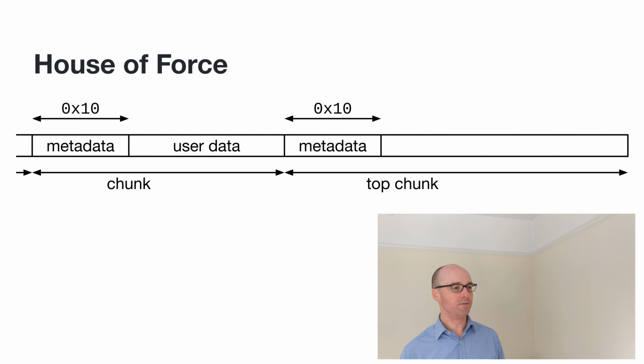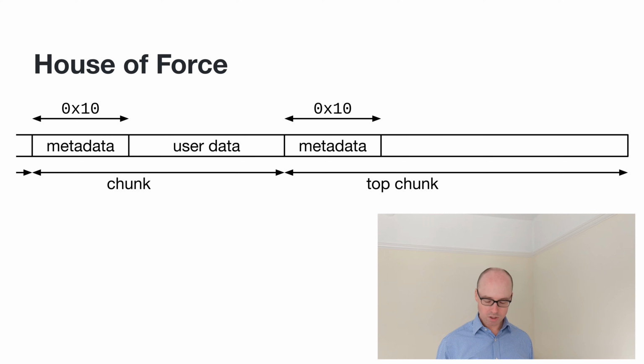Okay, so let's have a look at the house of force. The concept of the house of force is it's around the top chunk. The top chunk is a special chunk that hasn't yet been allocated from. When the program tries to allocate some memory, the allocator will first try to find a chunk that can be reused. It's got various caches that it can reuse chunks from. But if there's no more chunks left, if everything's already been used, then it needs to carve out a new bit of memory for you. And it does that by going to the top chunk and carving out some new memory from it.